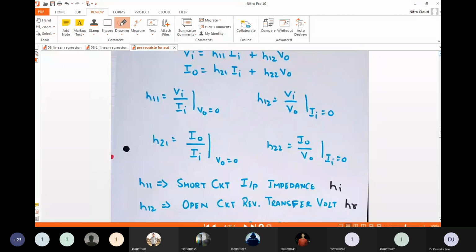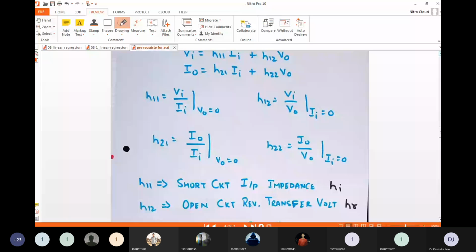What is my input voltage? VBE. Yes, VBE. And what would be my II? That is my input current. IB. Right? So in case of CE configuration, I can say that my VI is equal to VBE and my II is nothing but IB. So what is V naught over there? Output voltage is VCE. VCE, yes or no? Yes, sir.